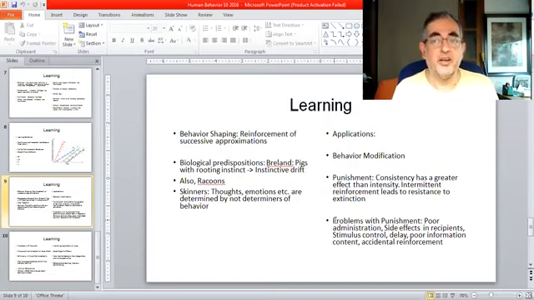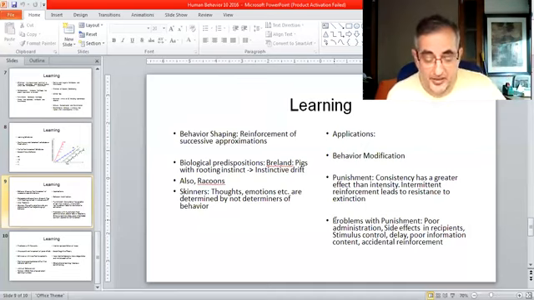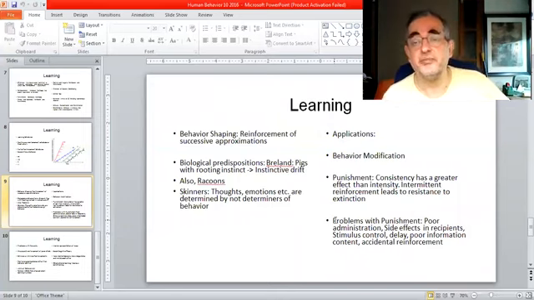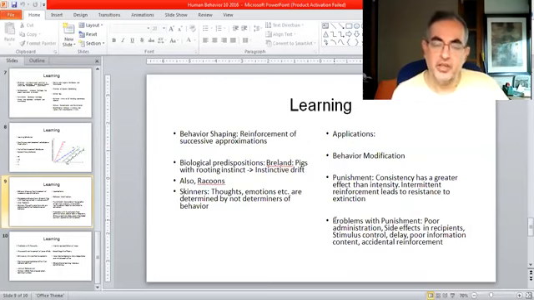Now we'll come back to a variety of behaviors that could not be explained by associative learning, classical or operant conditioning. But first, let's look at a couple of applications of operant conditioning. Operant conditioning is still the single most useful mechanism we have to directly change behavior.